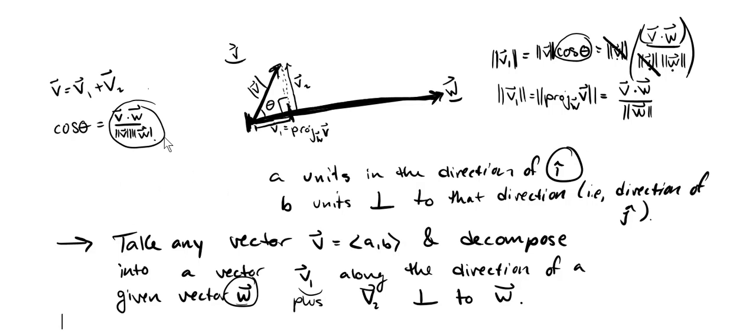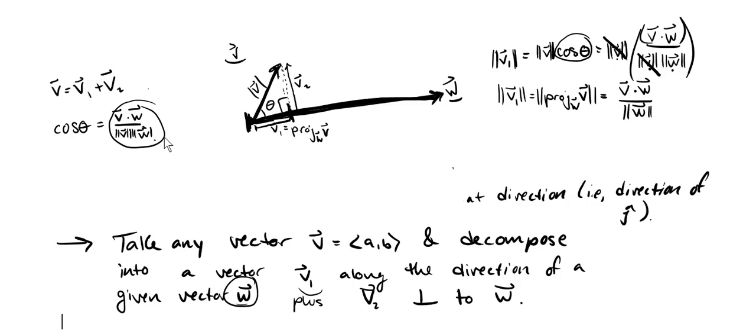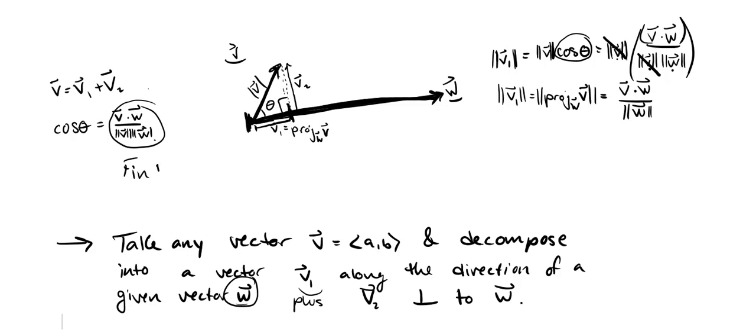So let's go a little bit further. We found the right length, but how do we get a vector in the correct direction with that length? Well, let's figure it out. Let's find a unit vector in the right direction, so in the direction of w.